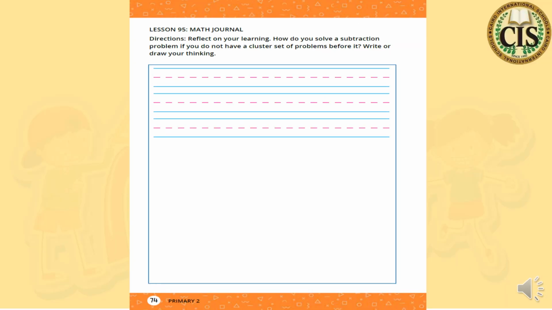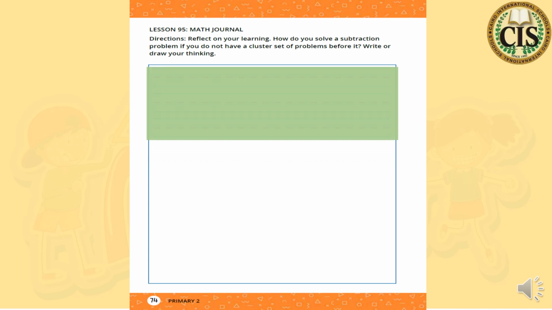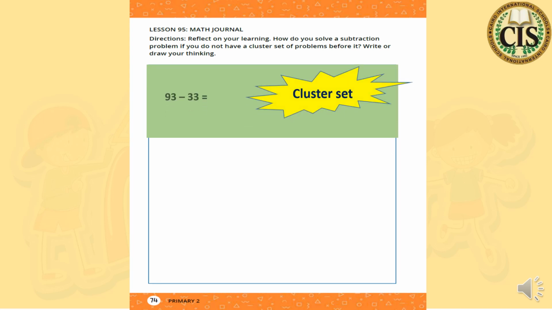Lesson 95, the math journal part. Reflect on your learning. How do you solve a subtraction problem if you don't have a cluster set of problems before it? Write or draw your thinking. Now we have a subtraction problem and we will solve it using cluster set.